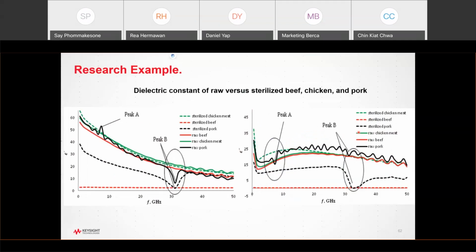Okay, and they do the same study. In this case, the materials are being sterilized, meaning dried, air dried, or something like that. So you still see the pork still obviously shows the difference from the chicken and the beef. Also, it shows the imaginary part of the permittivity.